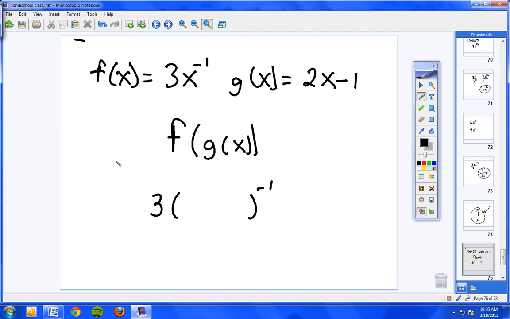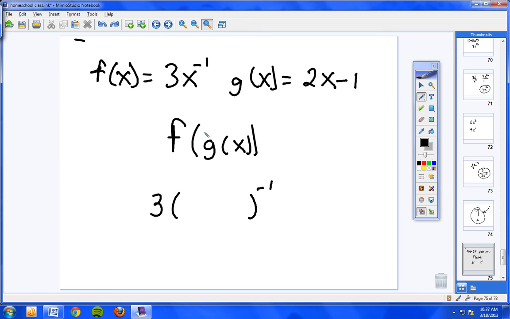So let's go over it again. What was on the outside? What letter? F. So because F was on the outside, I write my F function. If G would have been on the outside, I would have written my what function? G, okay? Whatever letter's on the outside, you write that function. Now, when I write that function, everywhere there's an X, I leave a space.